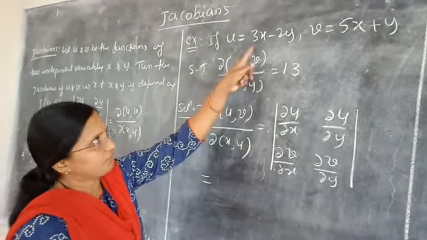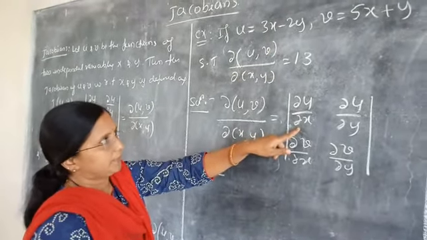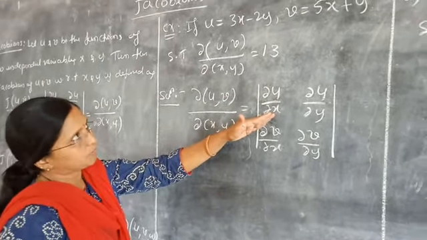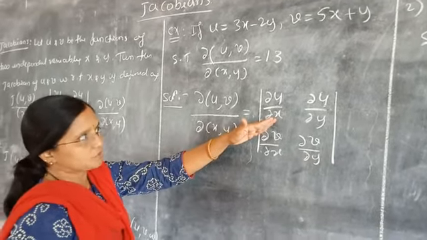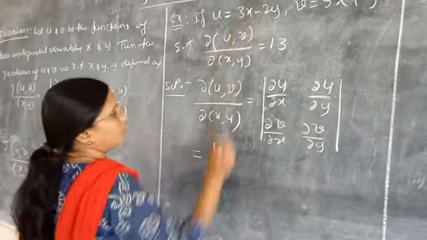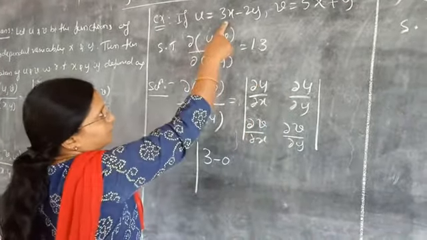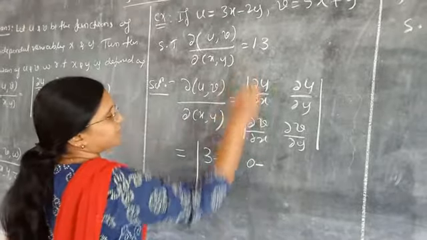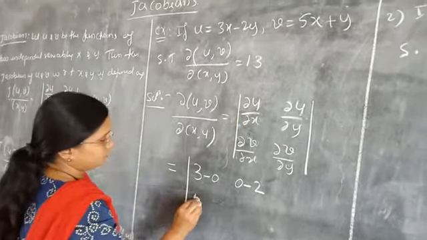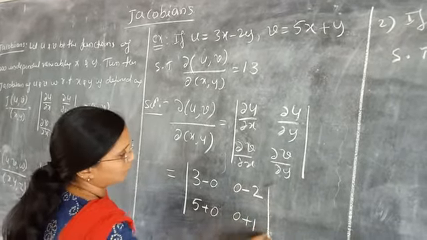You know how to differentiate this given function partially with respect to x, and I have told you many times. Differentiation of any function partially with respect to x means only x is a variable, and the remaining variables you have to treat as constants. So the derivative of 3x is 3 minus the derivative of 2y, which is 0 because it is constant. And dou u by dou y: here 3x is constant, so 0, and the derivative of 2y with respect to y is 2. Similarly dou v by dou x is 5 plus 0, and dou v by dou y is 0 plus 1.